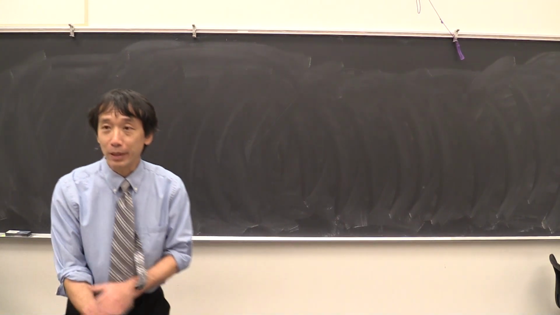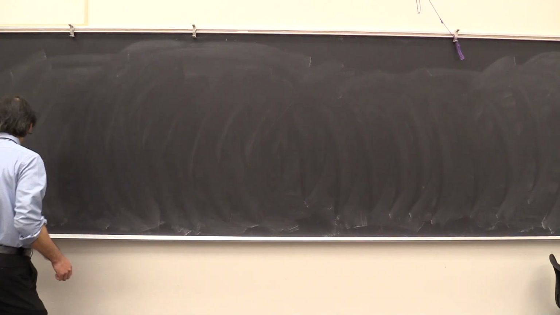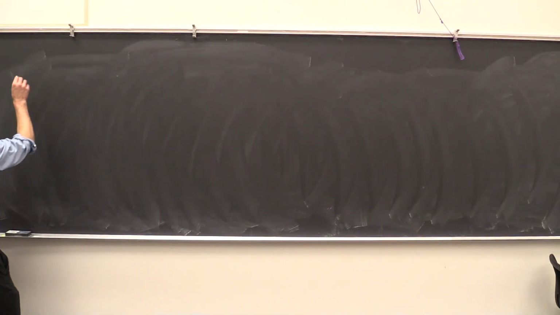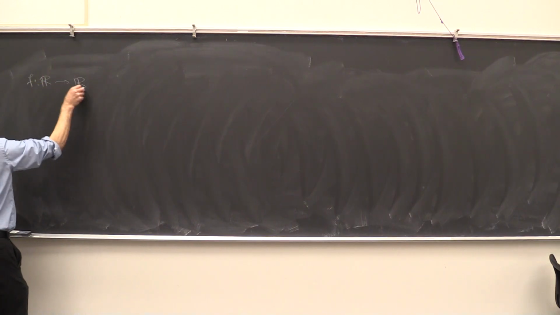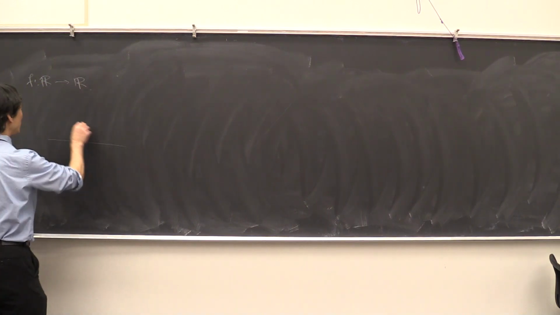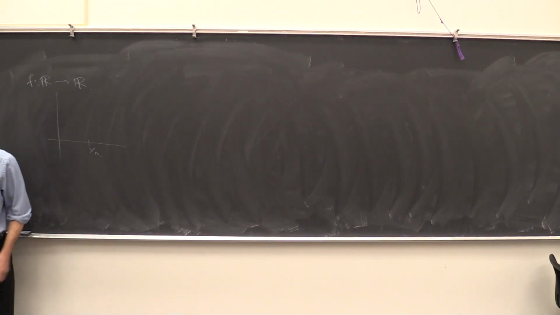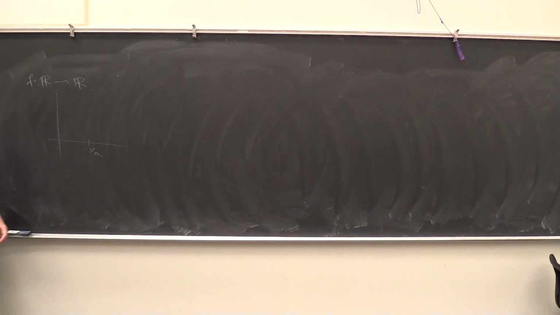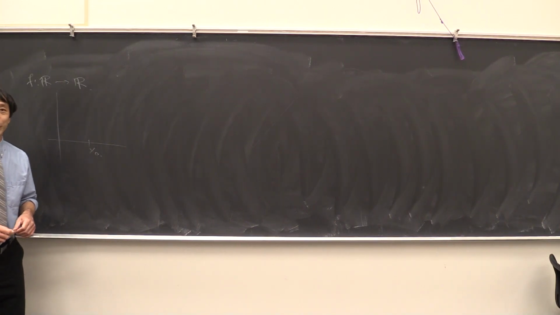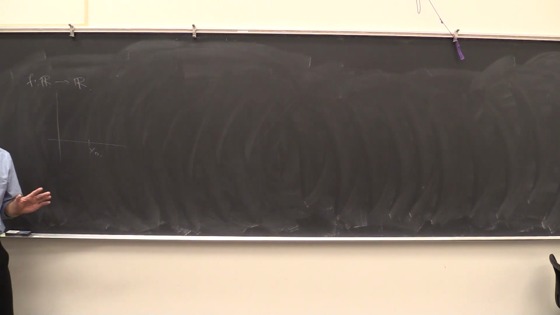So let's start off with differentiability, right? You have some function going from R to R, and there's some point x naught. You say that your function is differentiable at that point. What does differentiable at that point mean? What is differentiability? Anybody remember the definition of differentiability?